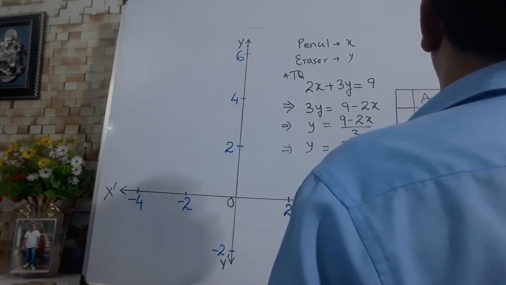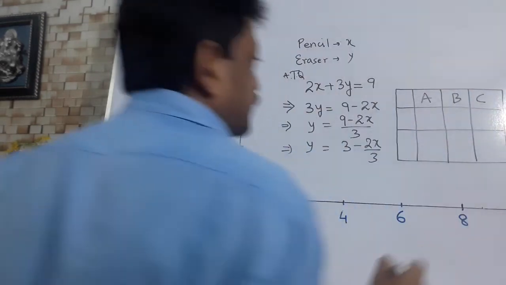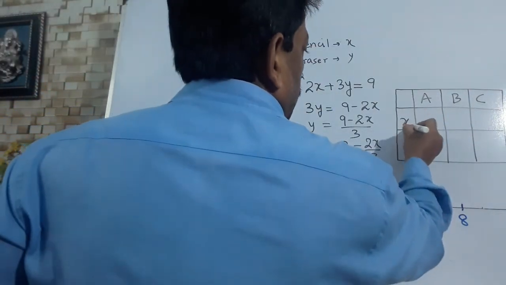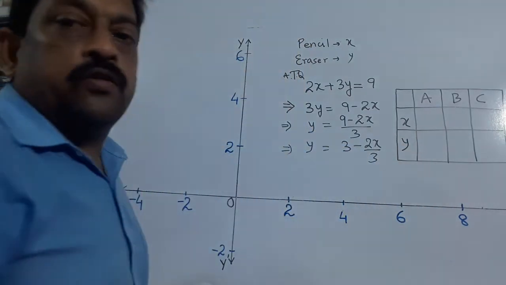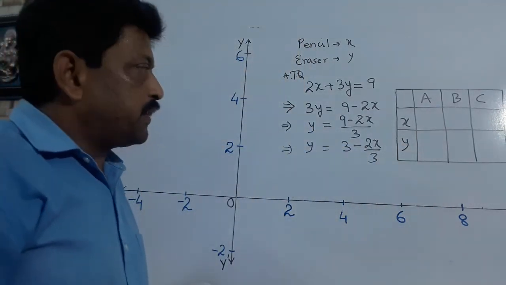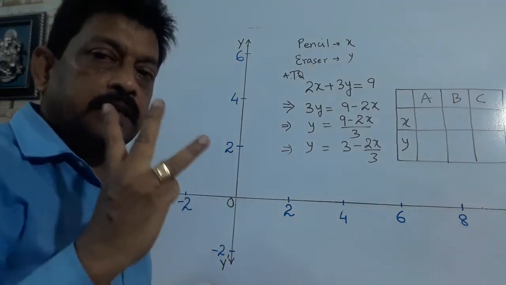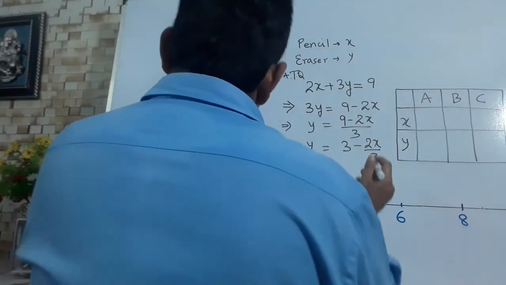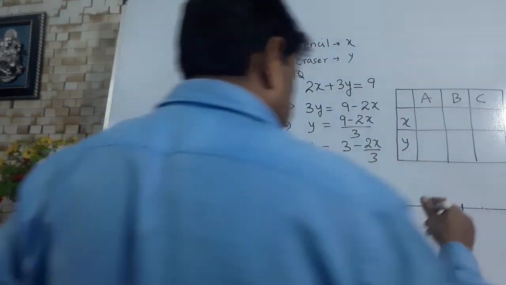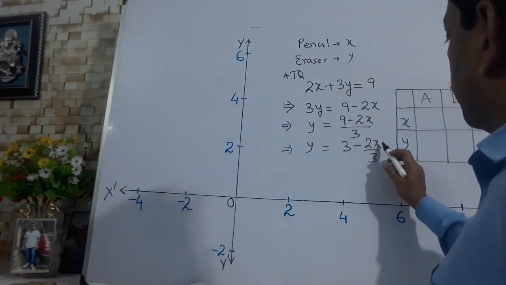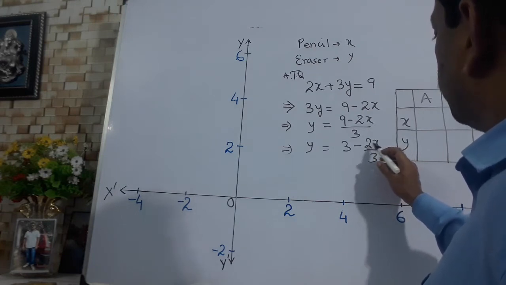The points are, we have to take 3 points to draw the lines. Actually, we can draw a straight line using 2 points, but according to the rule of CBSE, we must take 3 points. So the first one, if x is minus 3, then minus 3 and 3 will be cancelled, minus 1.